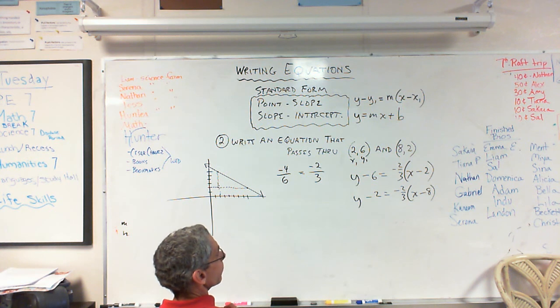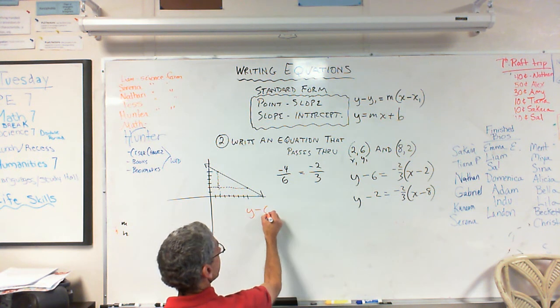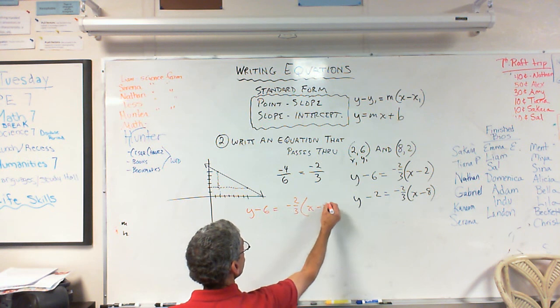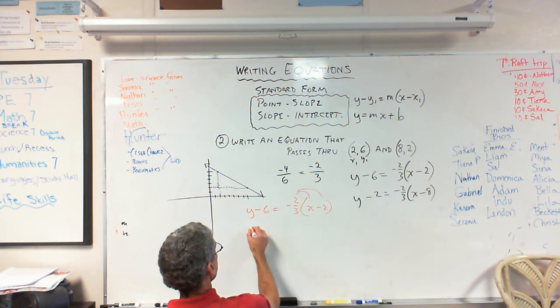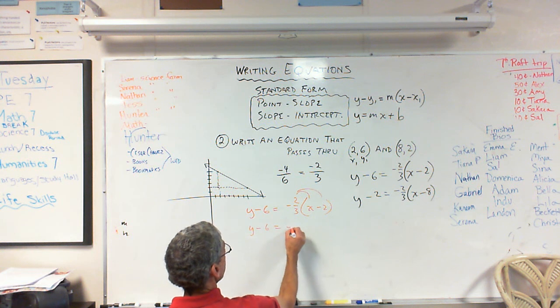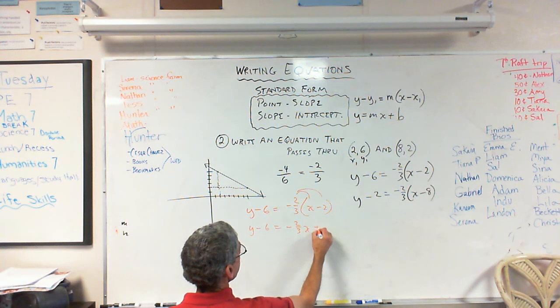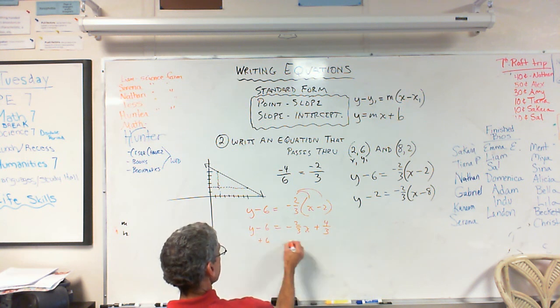So y minus 6 is equal to negative 2/3 times (x minus 2). I'm going to just distribute. y minus 6 is equal to negative 2/3 x plus 4/3. I'm going to add 6.